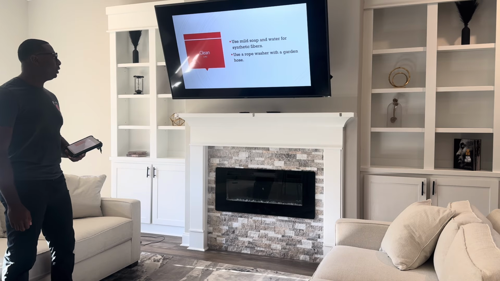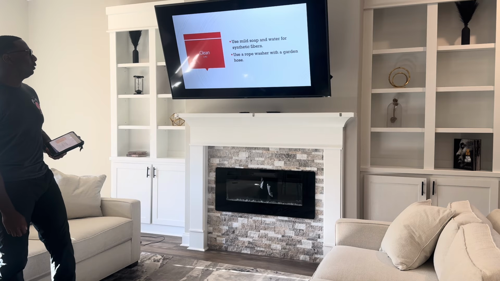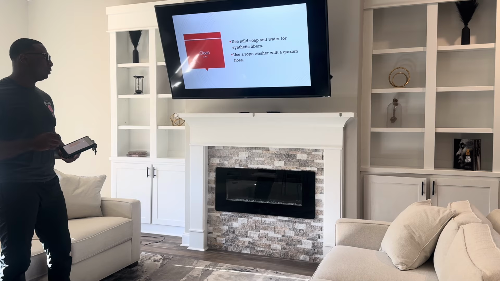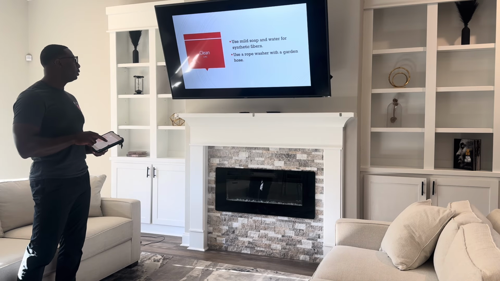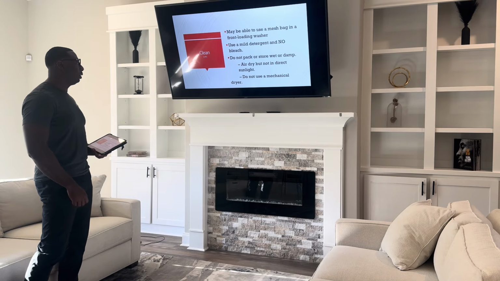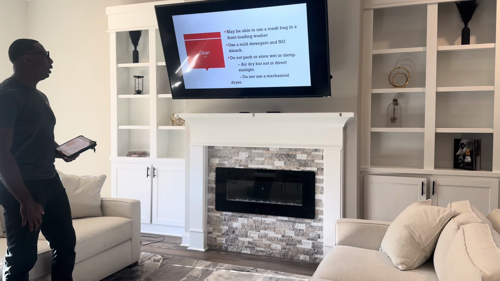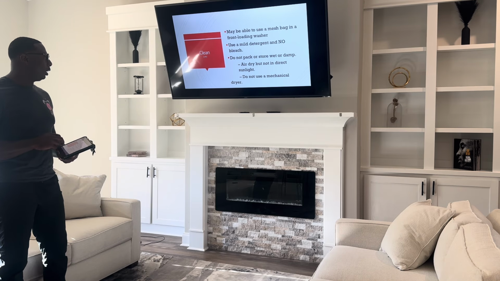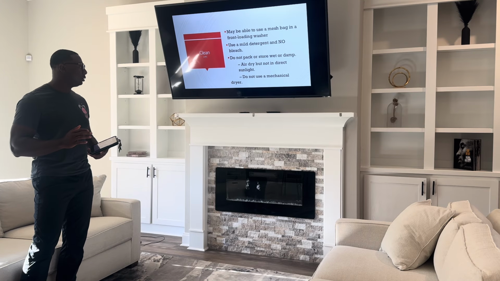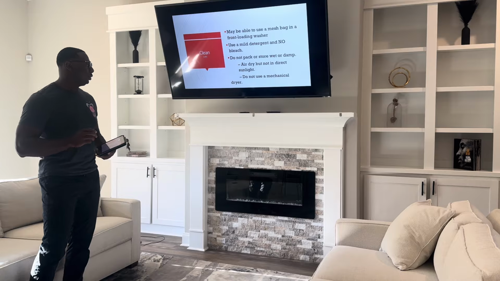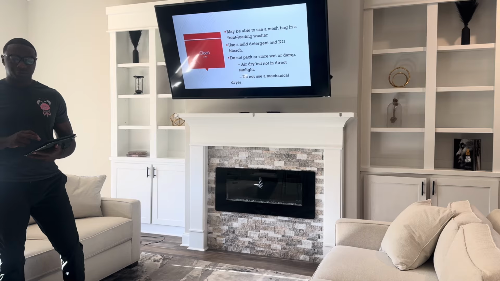When you clean it, you want to use mild soap and water for synthetic fibers. Use a rope washer with a garden hose. You may be able to use a mesh bag for front loading washers. Use a mild detergent. Do not use bleach. You always want to make sure you air dry your rope, but not in direct sunlight, and you don't want to use mechanical dryers.